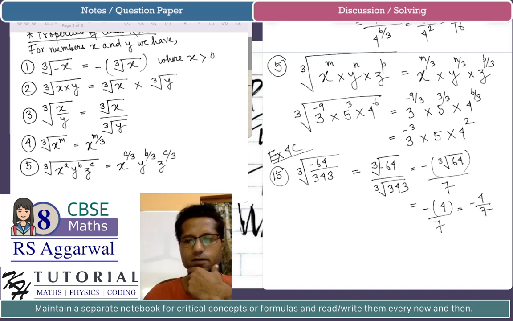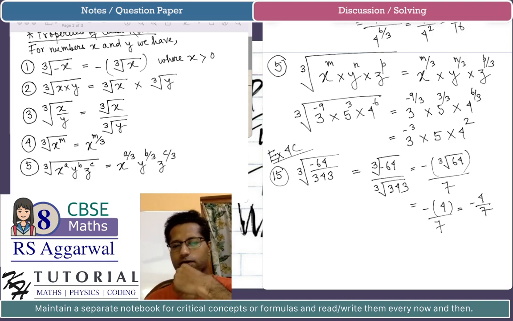Minus 4 by 7. Since in this example the rational number inside the cube root was minus 64 by 343, and both the numerator and the denominator were perfect cubes, minus 64 is a perfect cube because it is the cube of minus 4, and 343 is also a perfect cube, the cube of 7. So we rewrite it as the cube root of the numerator divided by the cube root of the denominator. Okay.